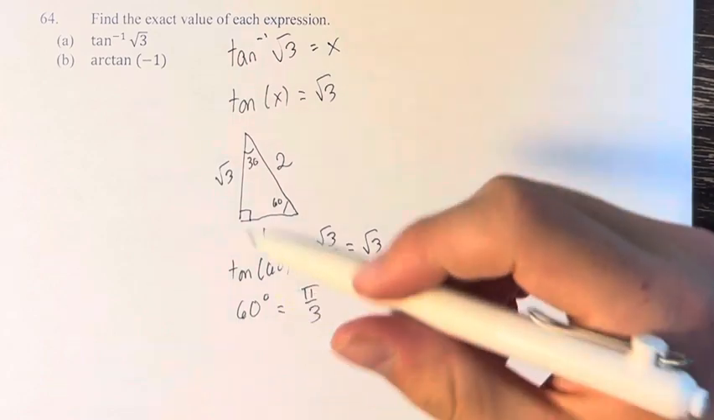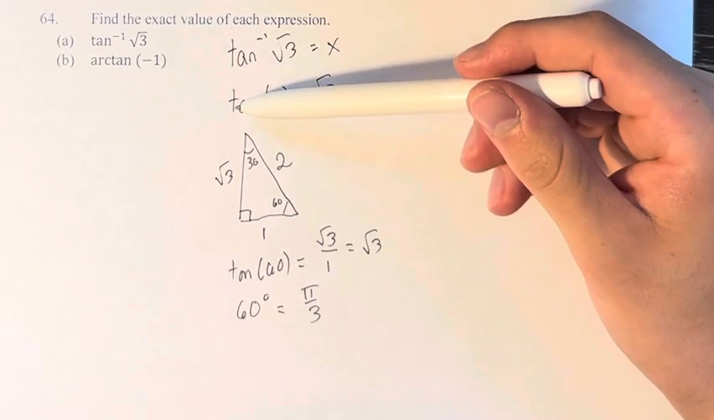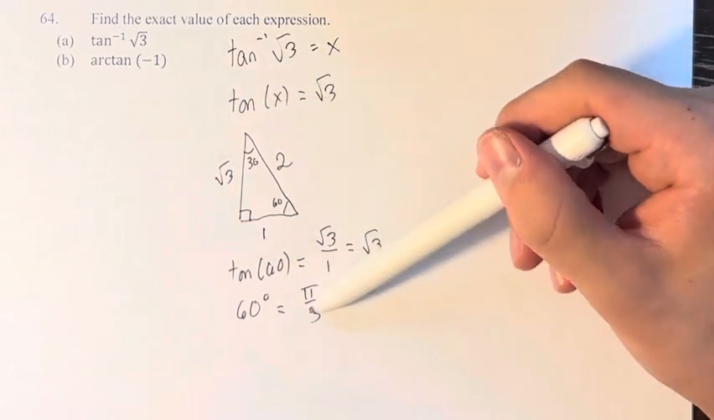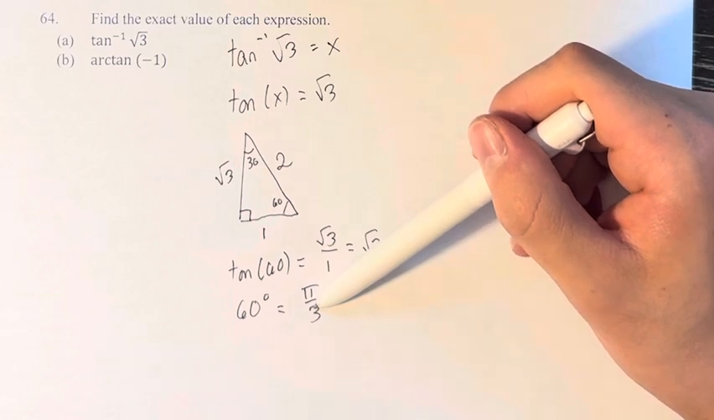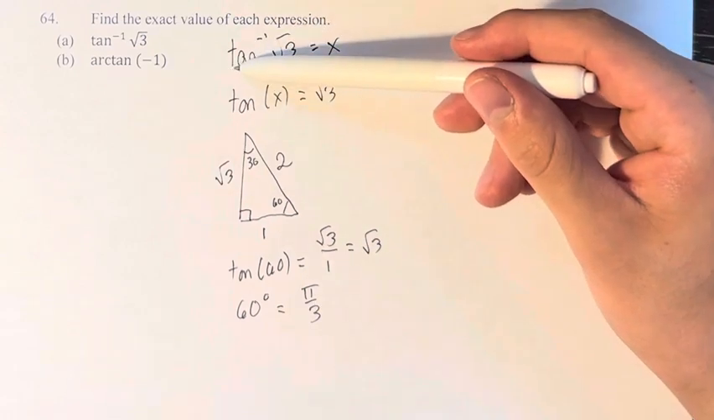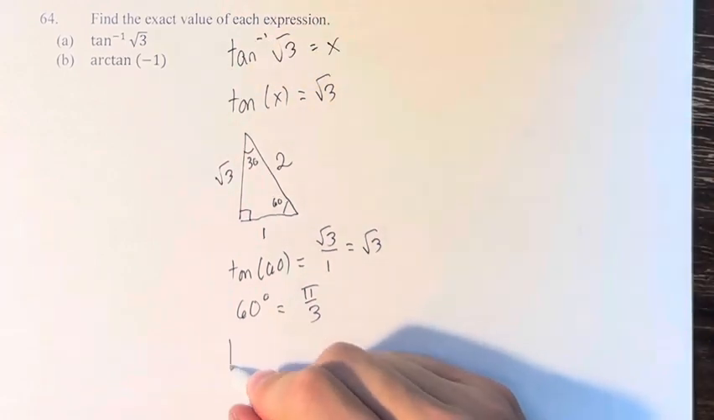And we get that the tangent function is equal to the square root of 3 when x is equal to pi-thirds. Therefore, tangent inverse of the square root of 3 is equal to pi-thirds.